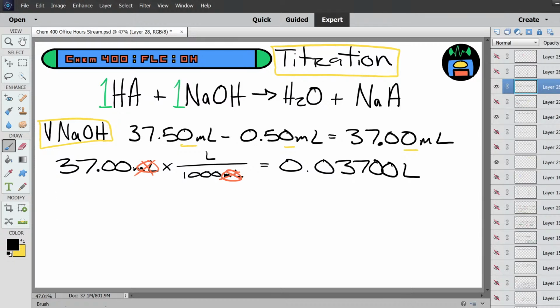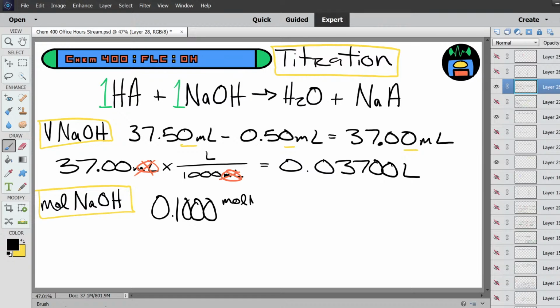All right. Now, we know our molarity of sodium hydroxide. Once you have the volume of sodium hydroxide, we can find our moles. The way you do it is you take your molarity, which is 0.1000, and molarity has units of moles NaOH per liter. If you multiply this by your volume in liters, you'll notice that your volumes cancel and you're left with moles of sodium hydroxide. Just like the last problem.